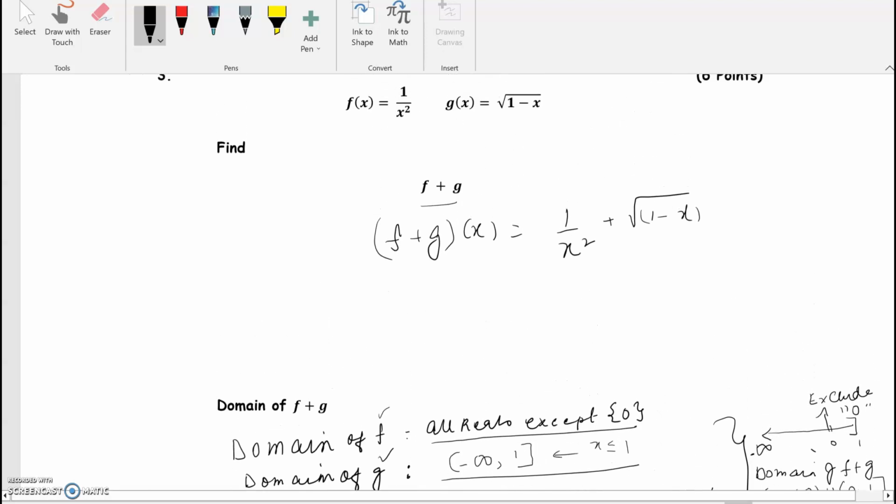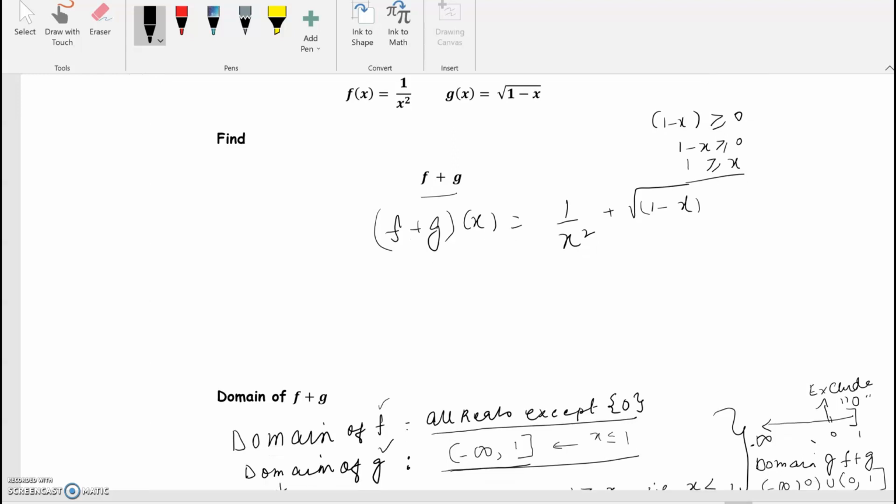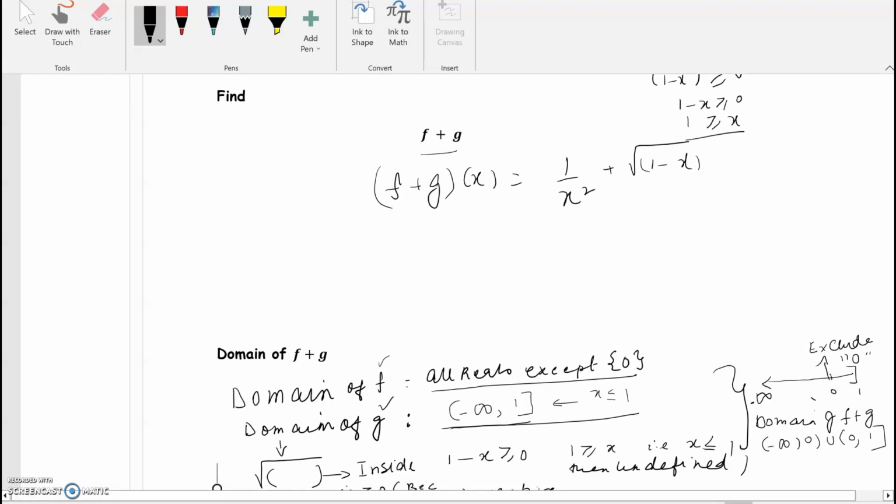And why is that? Because we are looking at a radical function. A radical function is defined only when the inside of the radical function is greater than or equal to 0. So we have 1 minus x, which is the inside of the radical function, greater than or equal to 0. So 1 minus x is greater than or equal to 0. I add x on both sides to get x less than or equal to 1. And I can write it as an interval negative infinity to 1, including 1.